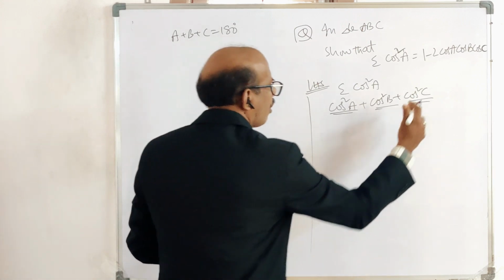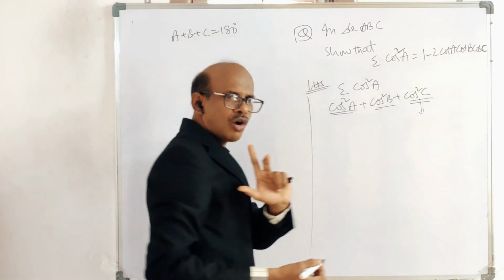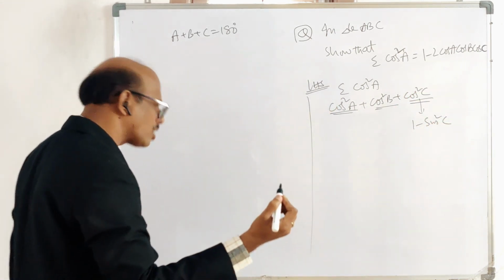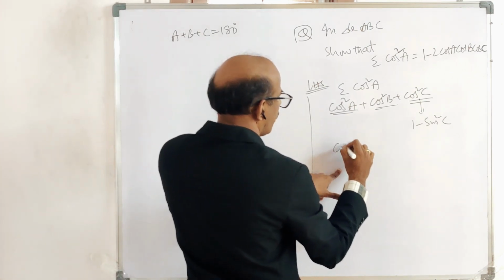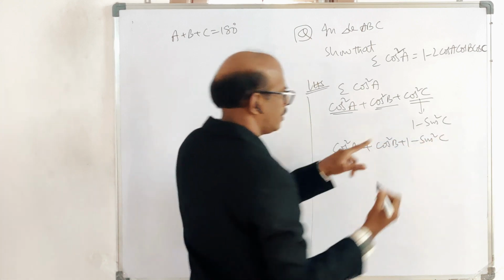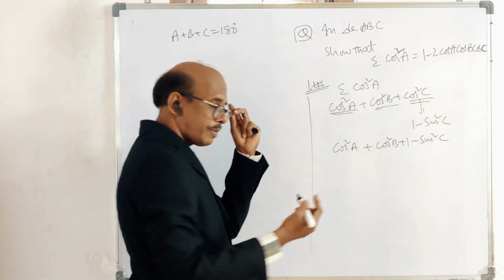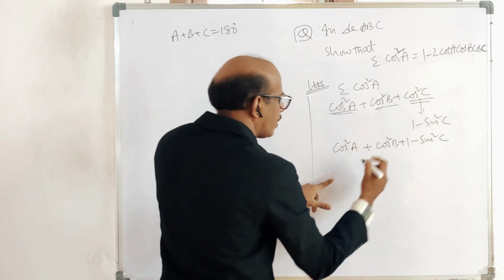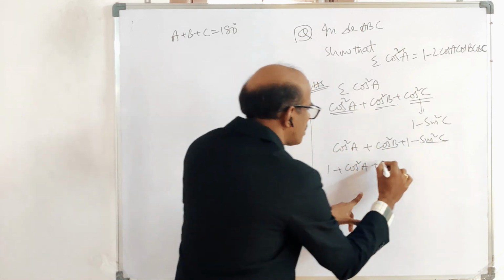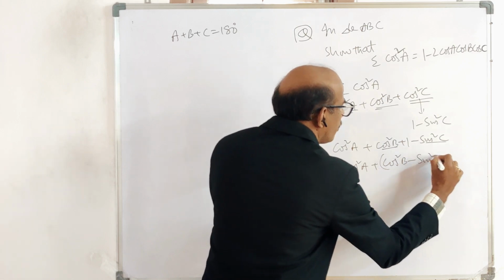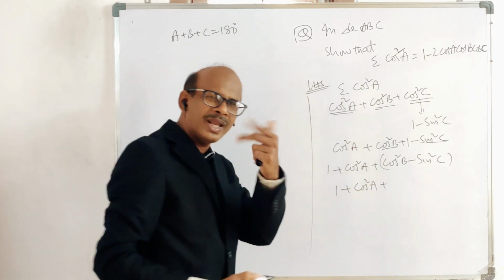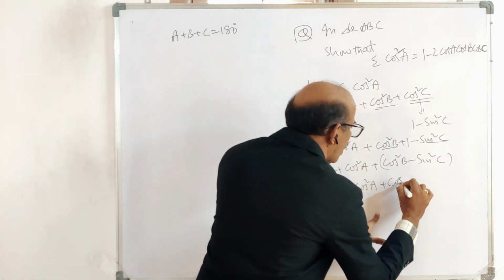Or one student, if I go like this, concentrate, don't deviate. Cos square C, suppose I write it as 1 minus sin square C from the identity cos square theta plus sin square theta equals 1, so cos square A plus cos square B plus 1 minus sin square C. Now 1 as it is, cos square A as it is, keeping these two in one bracket, what happens? Cos square B minus sin square C. By knowing the compound angle formula from the toolbox, cos square A minus sin square B is cos of A plus B into cos of A minus B. I think you got my point.